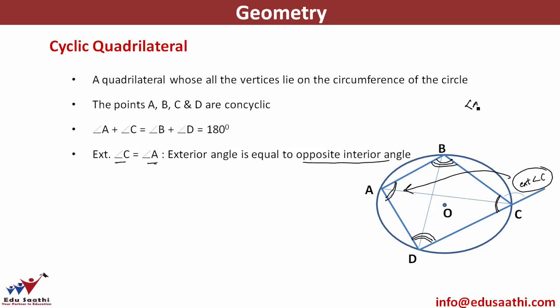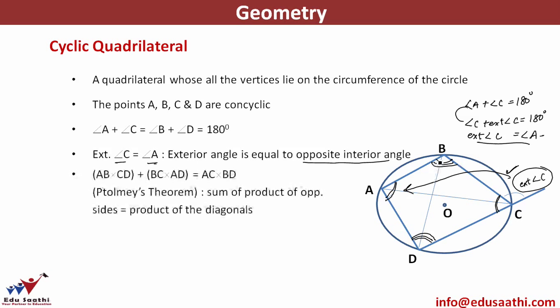Very simple to prove. I know angle A plus angle C is 180 degree. I also know angle C plus exterior angle C would also be 180 degree. So I can say exterior angle C would be equal to angle A. Exterior angle is equal to opposite interior angle.